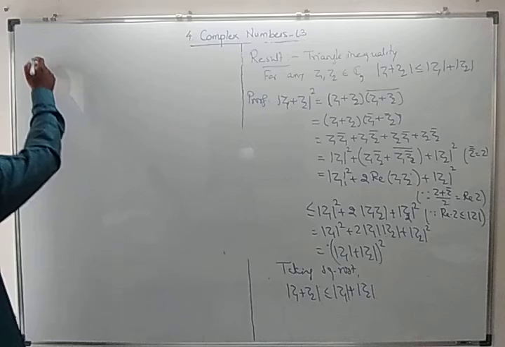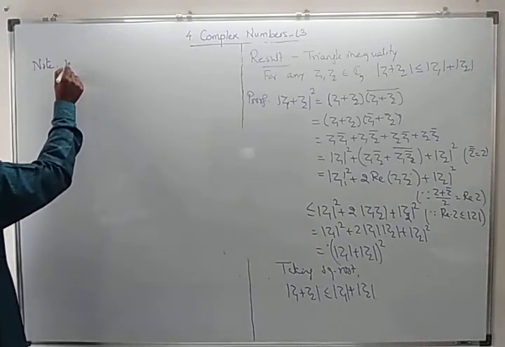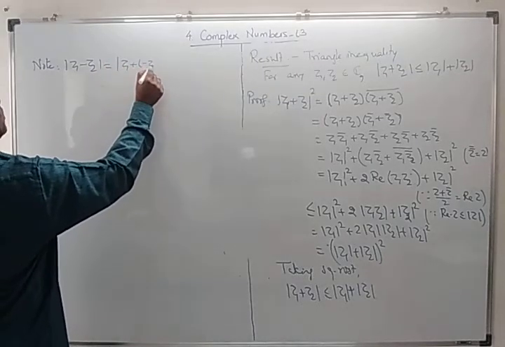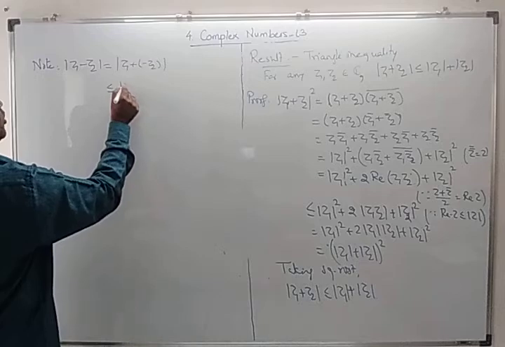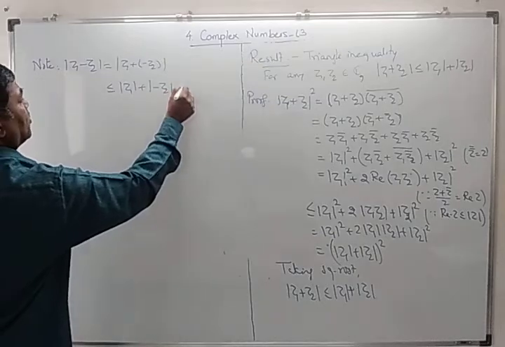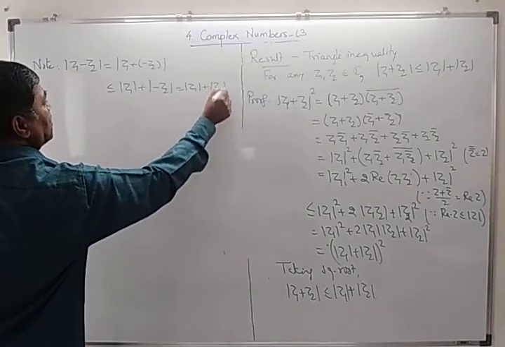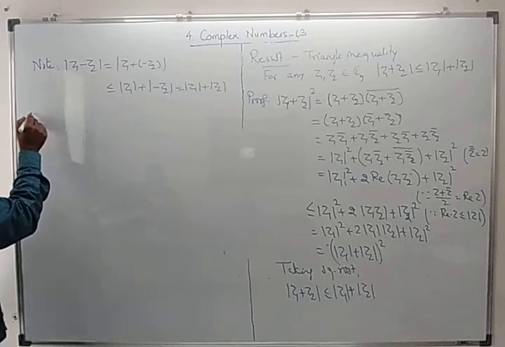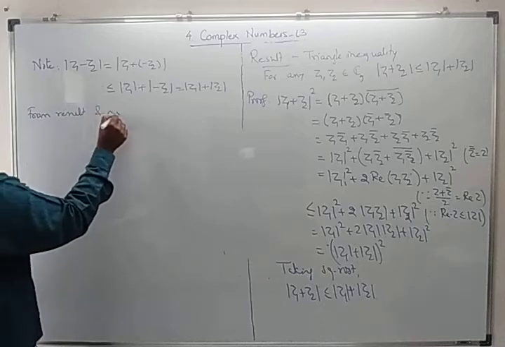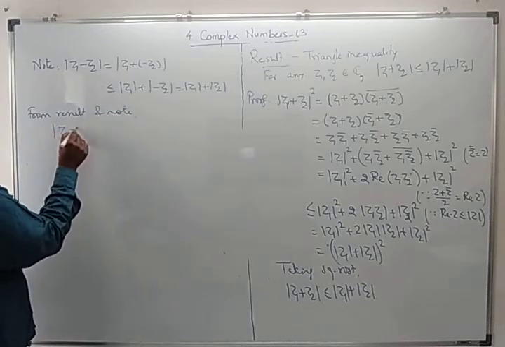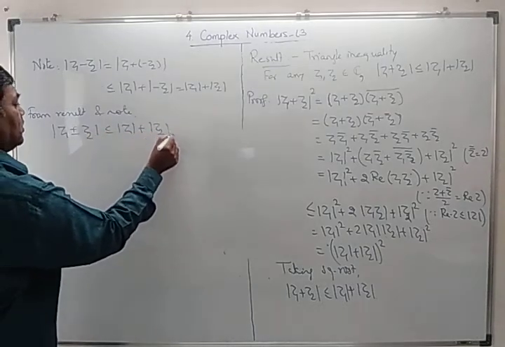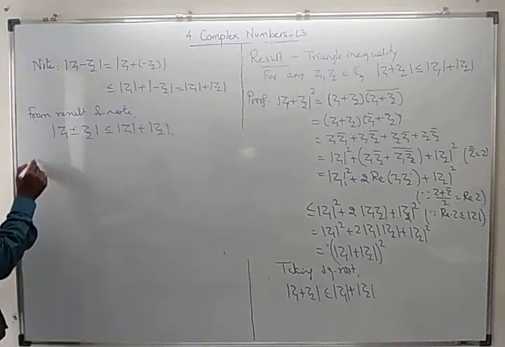So note, mod of Z1 minus Z2, this is equal to mod of Z1 plus (minus Z2), which is less than or equal to mod of Z1 plus mod of minus Z2, but mod of minus Z2 is the same as mod Z2. Okay, so from the result and note, mod of Z1 plus or minus Z2 is less than or equal to mod Z1 plus mod Z2.